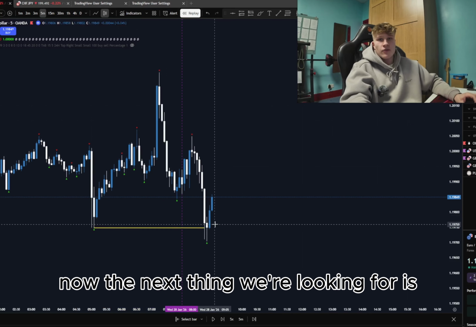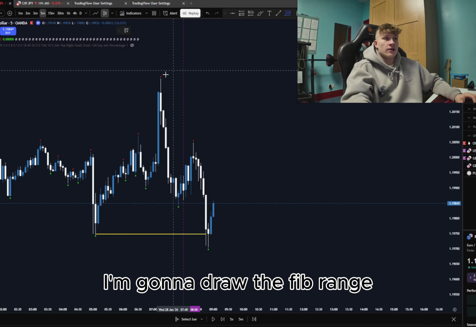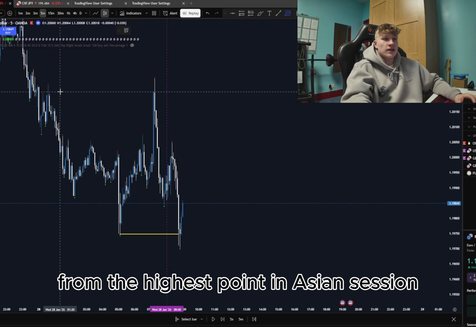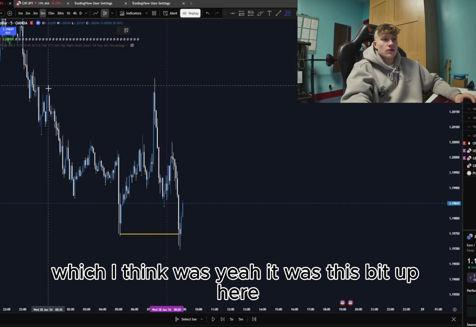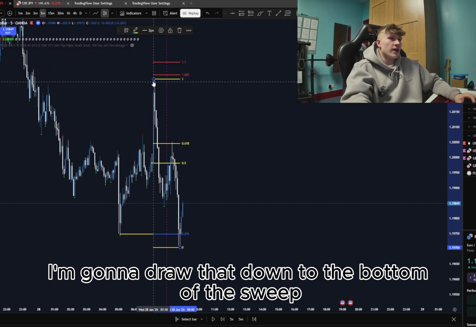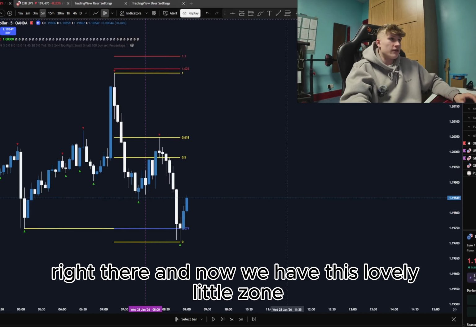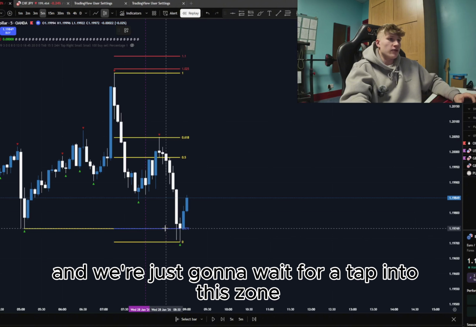Now the next thing we're looking for is the first bullish candle to initiate this fake out zone. So as soon as we've had that, I'm going to draw the fib range from the highest point in Asian session, which I think was this bit up here. Just double checking that didn't go over to the other session. I'm going to draw that down to the bottom of the sweep right there. And now we have this lovely little zone, and we're just going to wait for a tap into this zone.